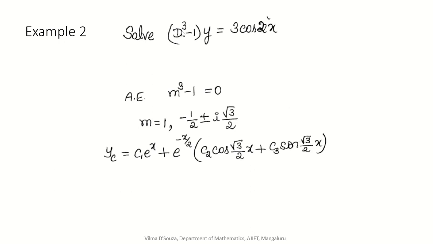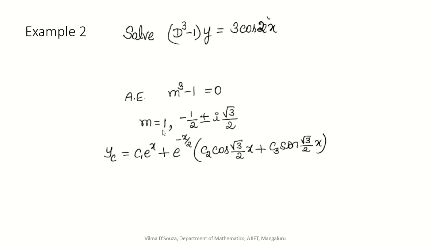Solve D cube minus 1 of y is equal to 3 cos 2x. First, as usual, write down the auxiliary equation. m cube minus 1 is equal to 0. Use your calculator and find the roots.